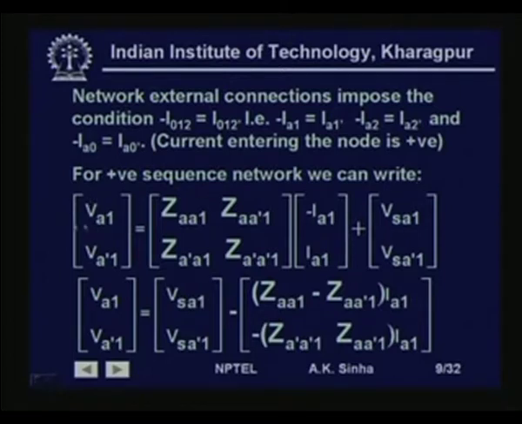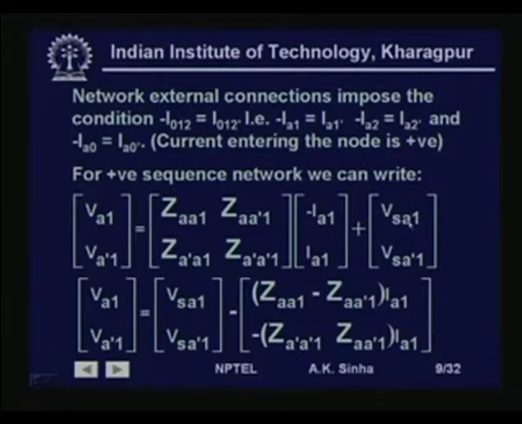Therefore, for the positive sequence network we can write VA1 and VA dash 1 equal to ZAA1, ZAA dash 1, ZA dash A1 and ZA dash A dash 1. These are the open circuit impedances for this two port network that we have, multiplied by minus IA1, because we are taking current entering as positive. So, minus IA1 and plus IA1, because IA dash 1 is basically equal to IA1. The magnitudes are the same for both, as we have said that the network external connections impose this condition when there is no crossover of the phase.